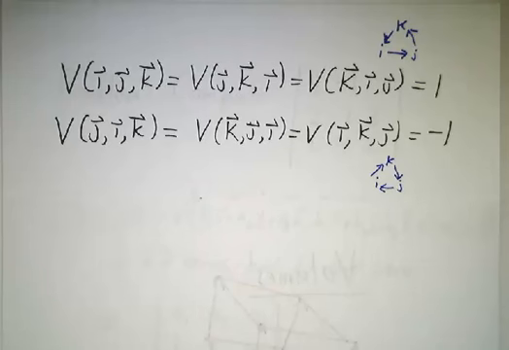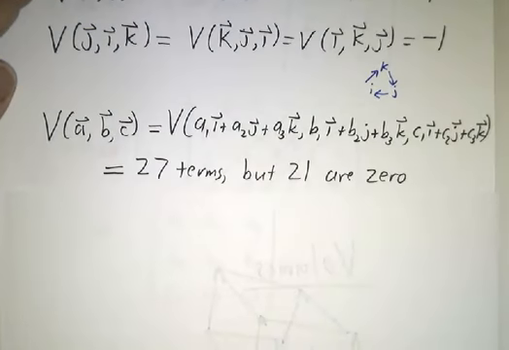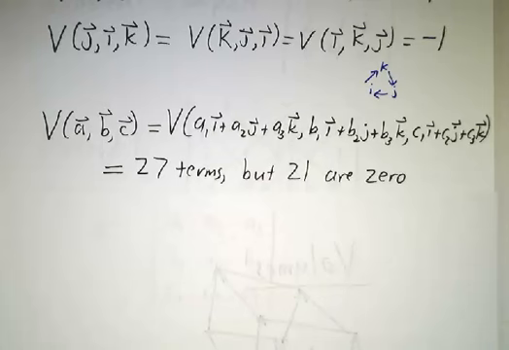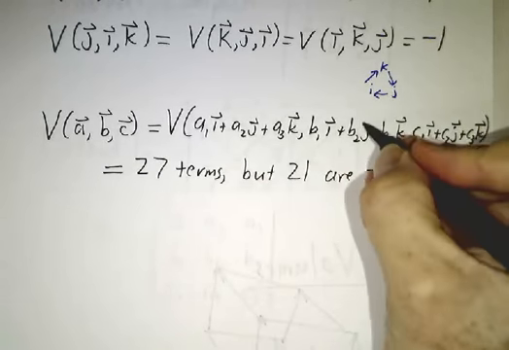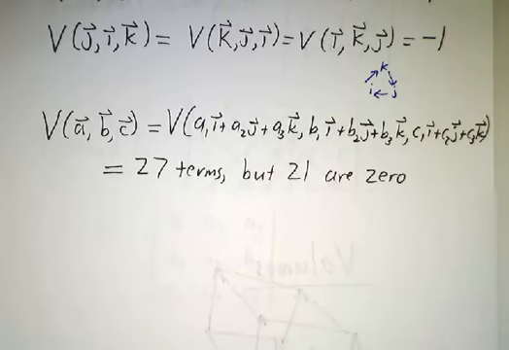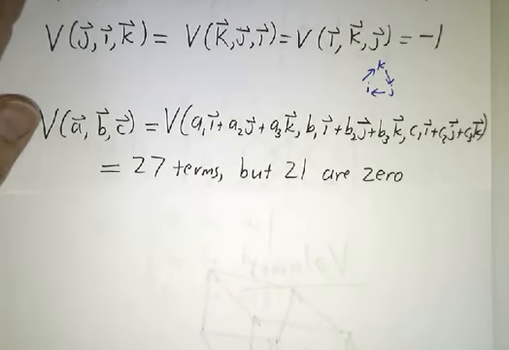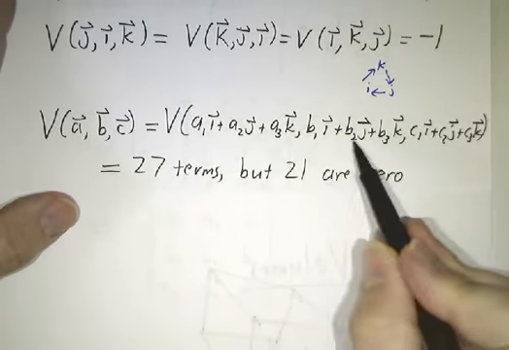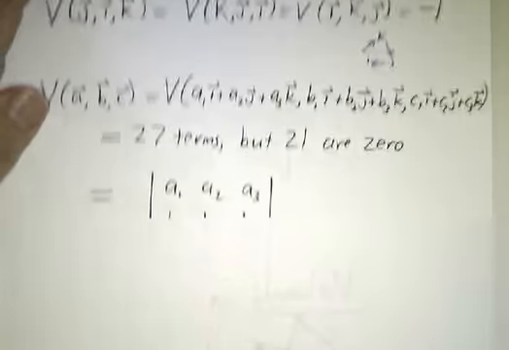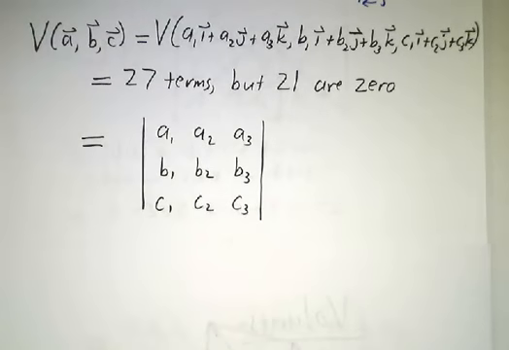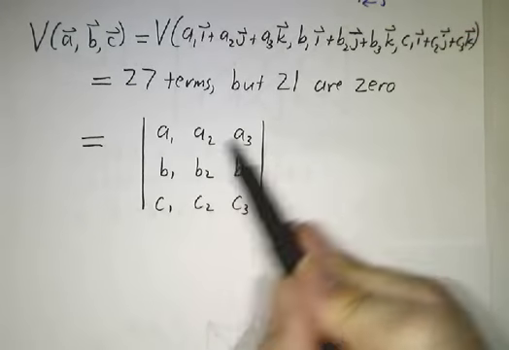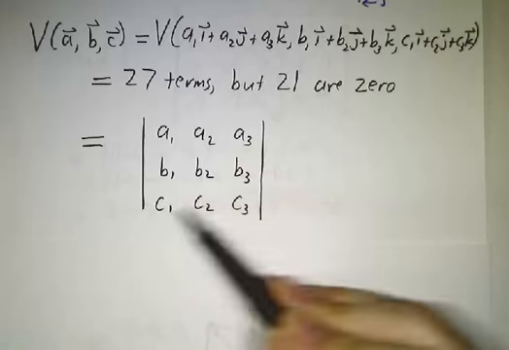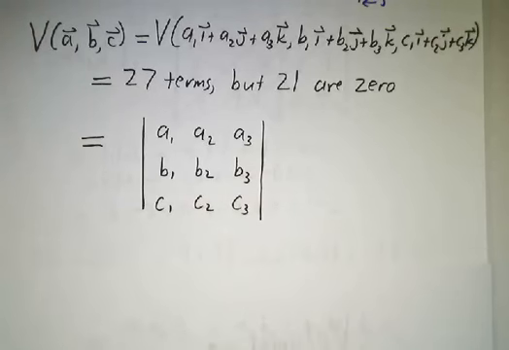So now, when we write out our volume, there are three terms here, three terms here, and three terms here. You put it all together, they're going to be 27 terms, but all but 6 of them are 0. The only 6 terms that you get are when you have one i, one j, and one k. And that's called the 3 by 3 determinant, the determinant of the 3 by 3 matrix A1, A2, A3, B1, B2, B3, C1, C2, C3.